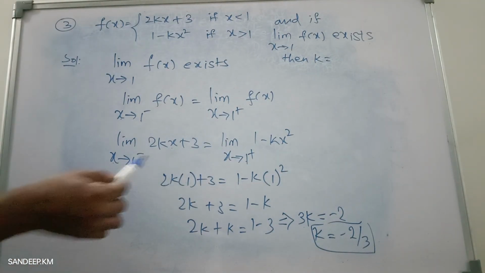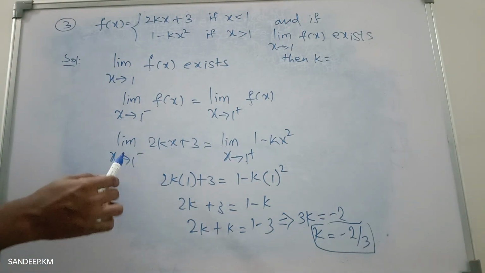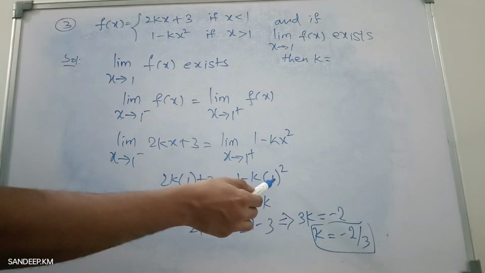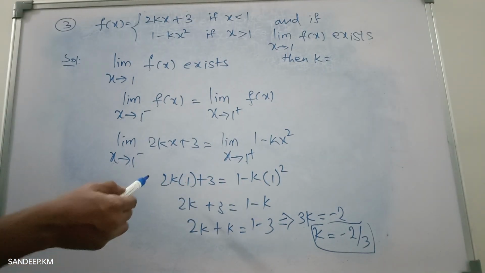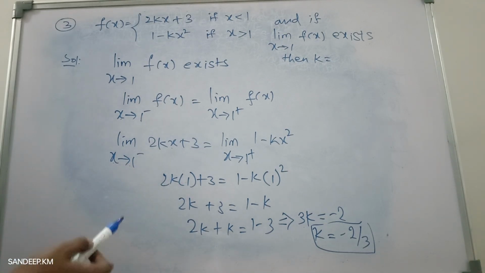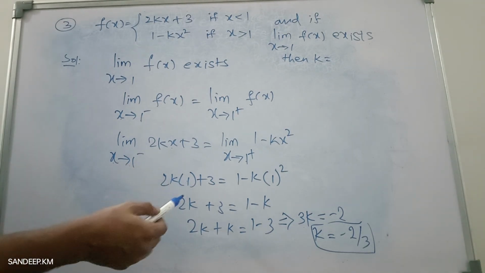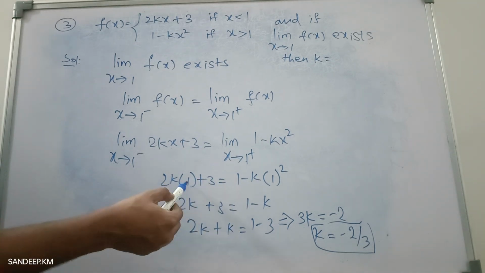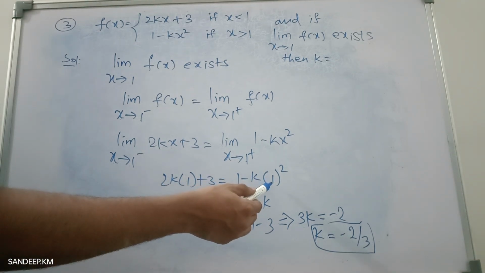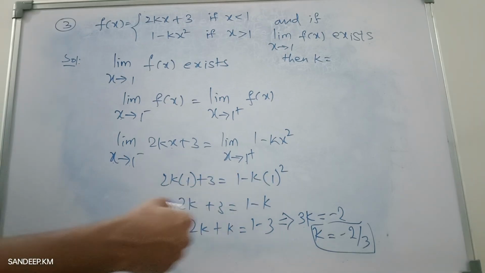If you are still confused, why did I take x as directly 1? Why not 1 minus h? If you want, you can take 1 minus h here, you can substitute 1 plus h. But after that, h approaches 0 means we will substitute the h value as 0 only. So 1 plus h means 1 plus 0, 1 only. Here 1 minus h means 1 minus 0, 1 only. Here 1 plus h, 1 plus 0, 1 only. So we have taken it directly.